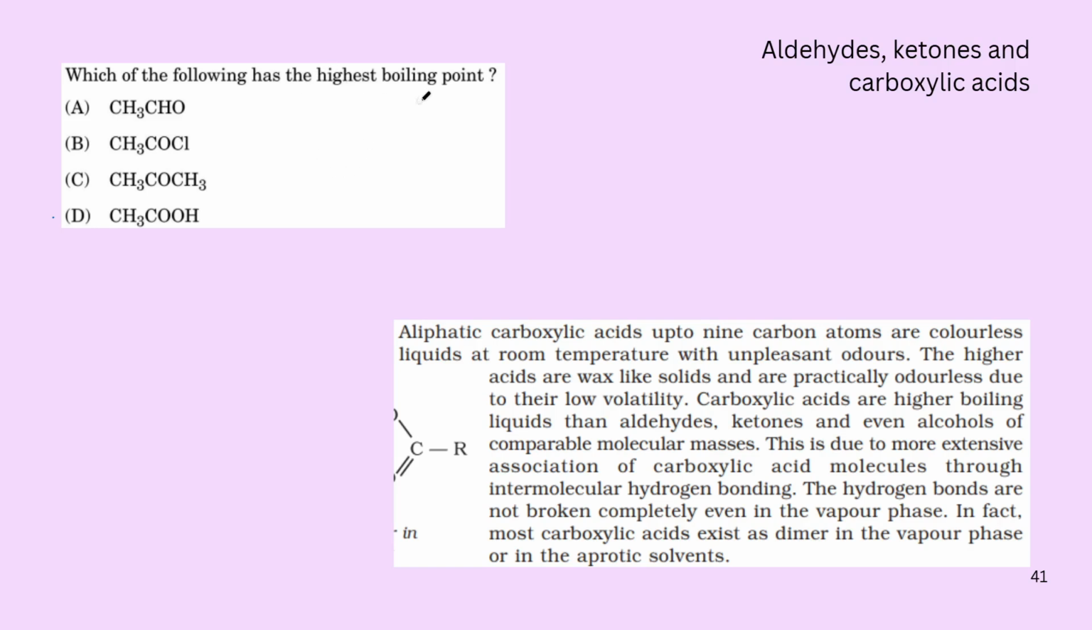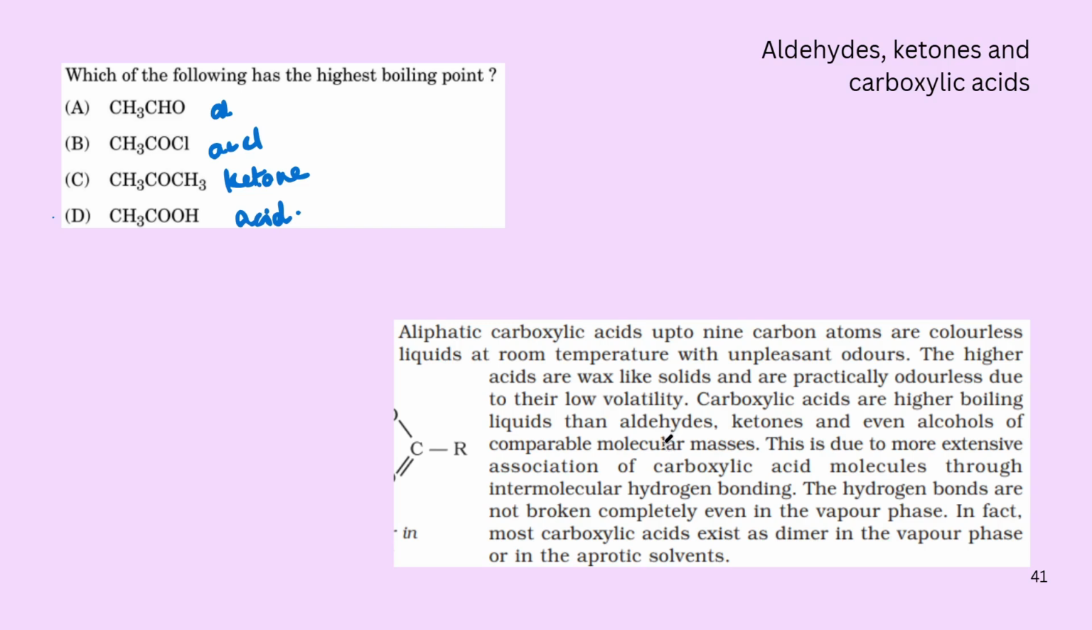Which of the following has the highest boiling point? Now, what you have over here is CH3CHO, which is an aldehyde. This is acyl chloride. You have COCH3, which is a ketone. And then you have an acid. Amongst all of these, acids are known to have higher boiling points compared to their aldehydic and ketonic counterparts of comparable molecular masses. That's what I wanted to say.